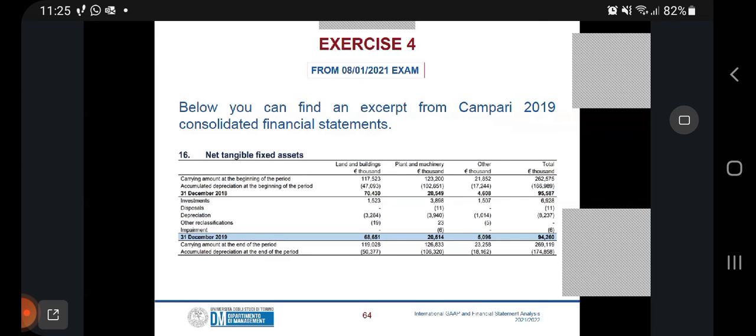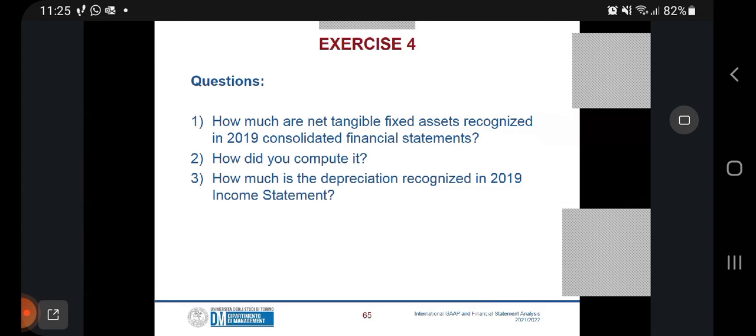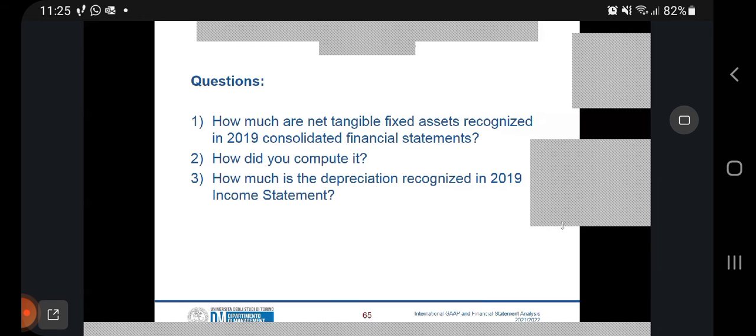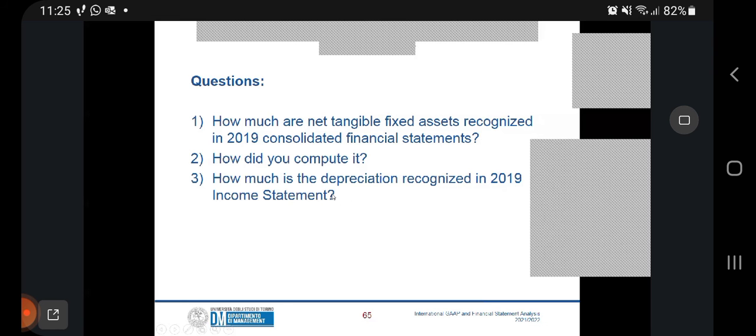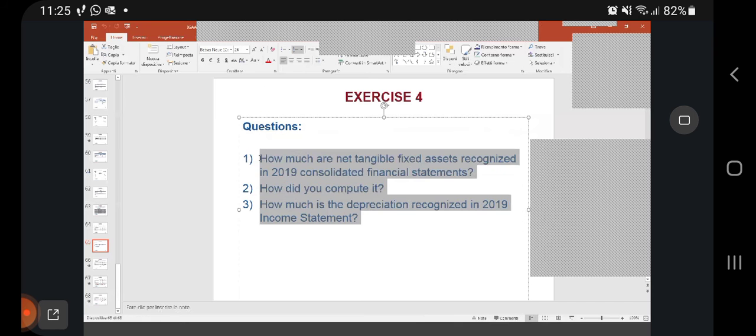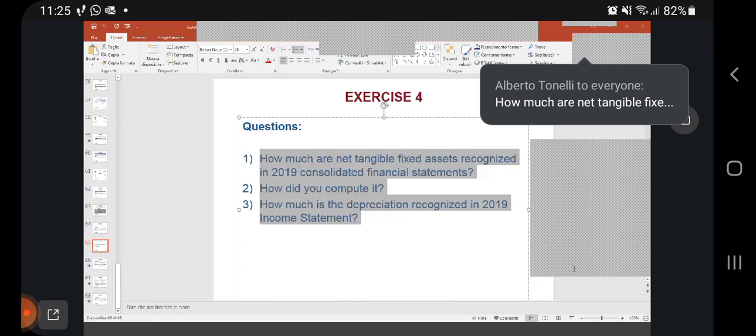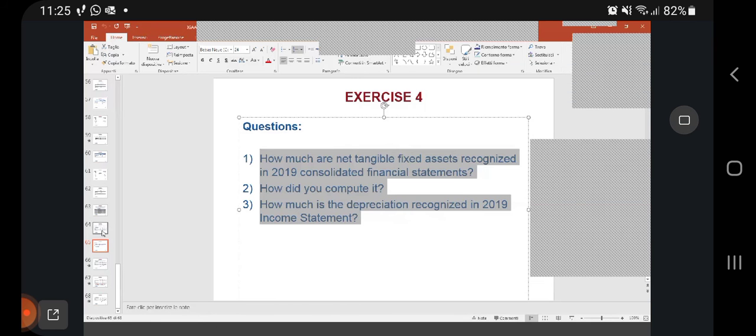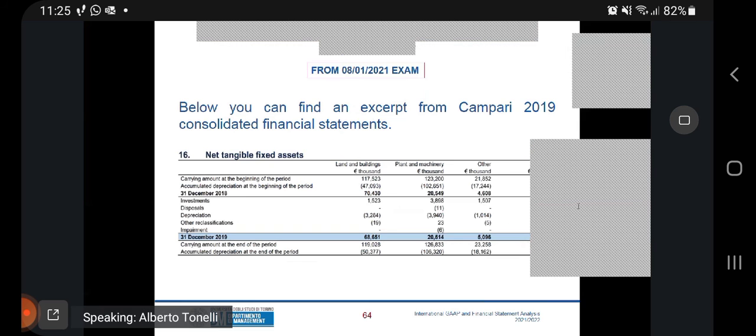Questions of the exercise. How much are net tangible fixed assets recognized in 2019 consolidated financial statements? How did you compute it? And how much is the depreciation recognized in 2019 income statement? Again, I write these questions in the chat and then take 5-10 minutes in order to identify them. You have to look at this slide and the questions are in the chat.